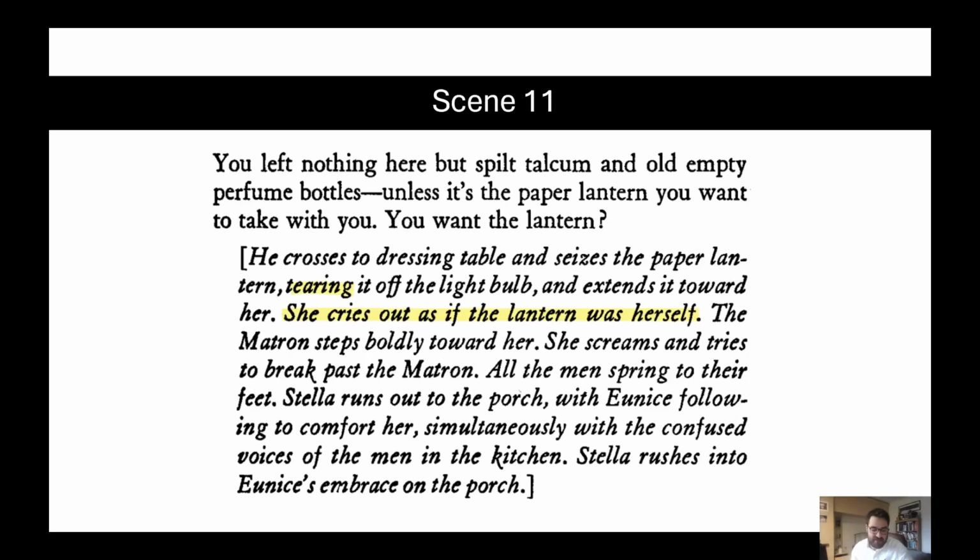And Stanley's motivation is really quite clear. He not only wants to get his wife back, his friend back, he also wants his home back. Stanley is instinctually very, very territorial, and he sees Blanche as an intruder in his territory, a part of his sort of animalistic nature. And he says, "You've left nothing here but spilt talcum and old empty perfume bottles. Unless it's the paper lantern you want, take it with you.